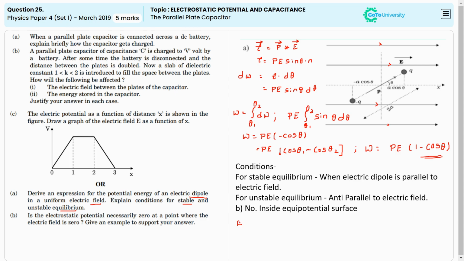That is E is equal to minus dV by dr, where V is a constant value here, and we can write E is equal to minus dk by dr, where r is the distance or radius. Then this whole becomes 0. Then the electrostatic potential is not necessarily 0 at a point where the electric field is 0. It is not possible.